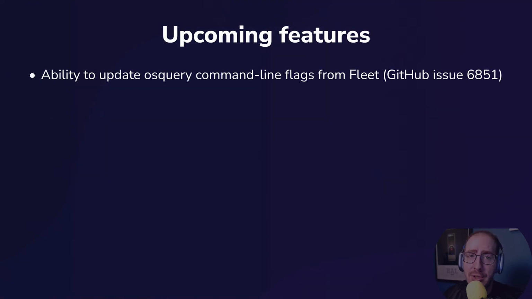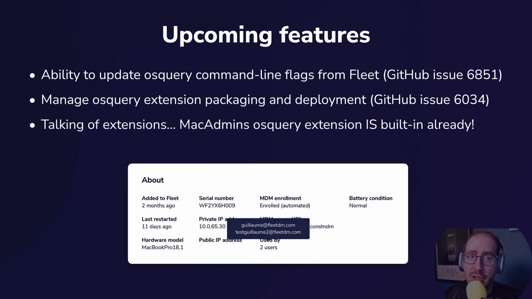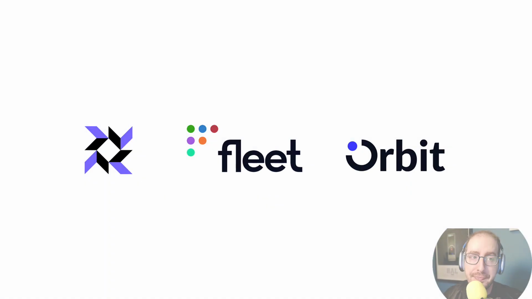Some upcoming features in Orbit are the ability to update Osquery command line flags from Fleet, as well as package extensions with Orbit. And talking about extensions, the MacAdmins Osquery extension is already built into Fleet. That's how we get MDM information as well as Chrome profile information in the Fleet UI.